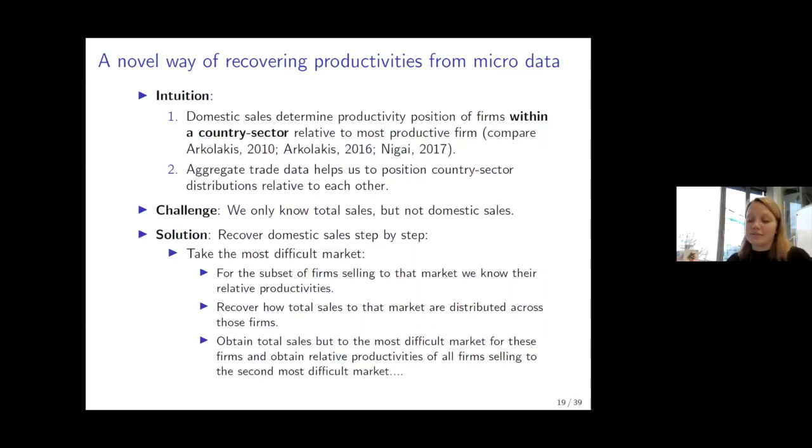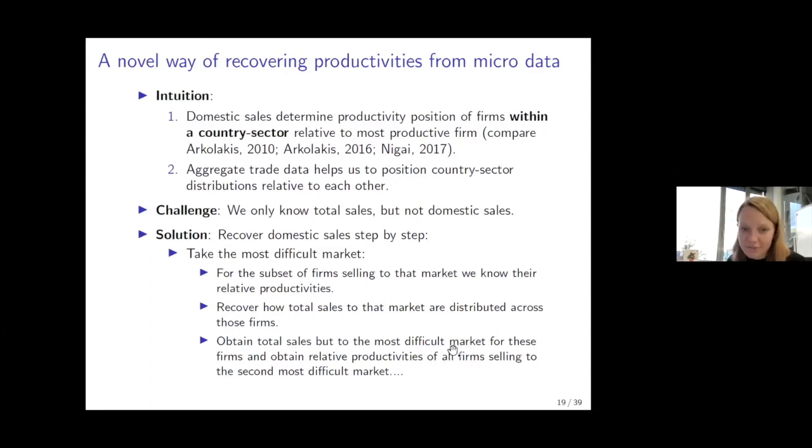until we get in a theory-consistent way to the domestic sales of these firms, the distribution of domestic sales, which then allows us to understand the firm-country-sector level distributions of these firms up to a constant. This is important. We will know it up to a constant because we have normalized these distributions by the most productive firm in a given country.